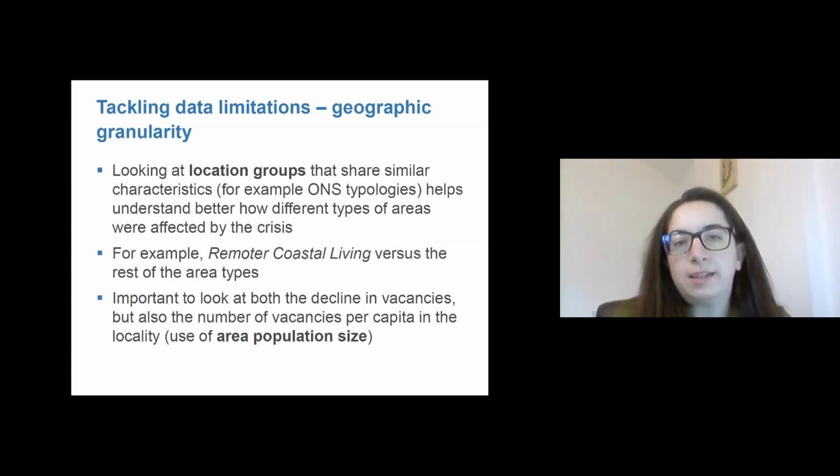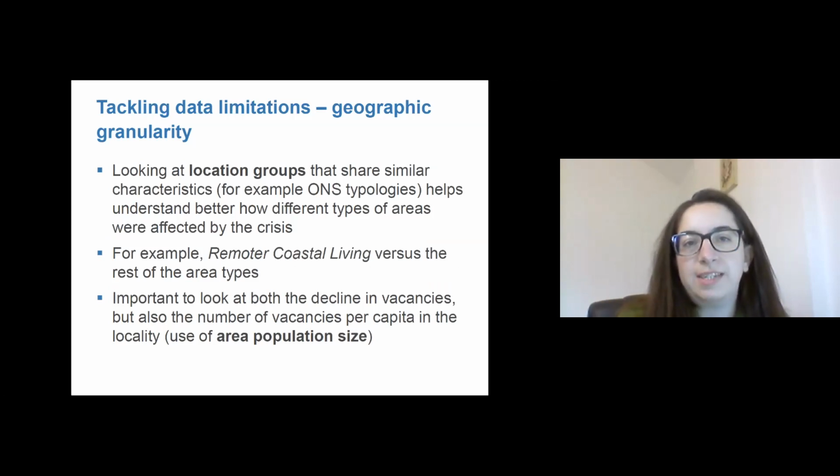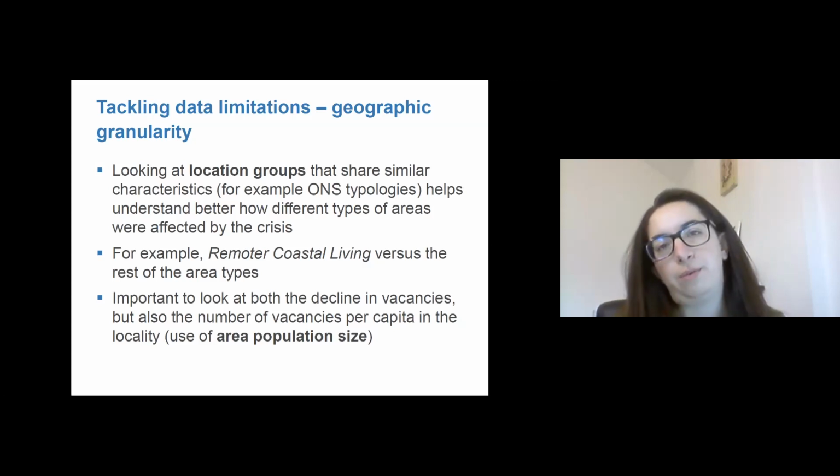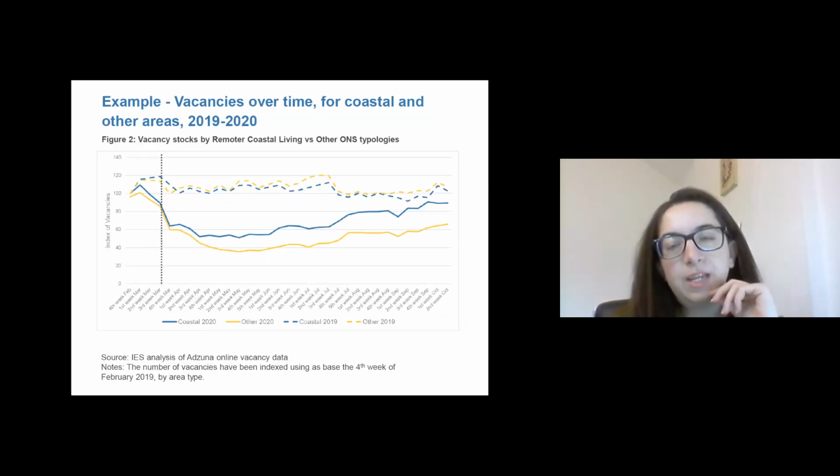So looking at location groups that share similar characteristics, for example, here I will talk about Onset typologies, it helps us understand better how different types of areas were affected by the crisis, given their local economy characteristics and their history many times. So, for example, the remoter coastal living, so coastal areas versus the rest of the areas, has a very interesting story to say. And what is also important is that when we focus on local small geographies, we can combine this with other local information, such as the population size, and understand things like vacancies per capita. Next slide, please.